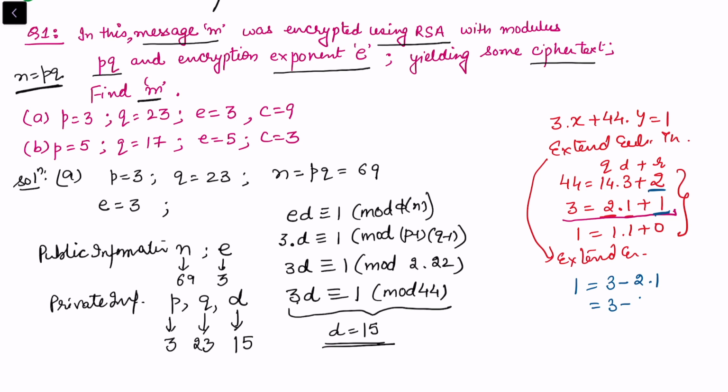This is equal to 3 minus, the previous last remainder is 1, 2. So replace this 2 with 1 into 44 minus 14 into 3. This is equal to 3 minus 1 into 44 plus 14 into 3. So now we club these together. We get 14 plus 1, that is 15 into 3 minus 1 into 44. So we can see the coefficient of 3 here is 15, or you can say 15 is multiplied by 3.